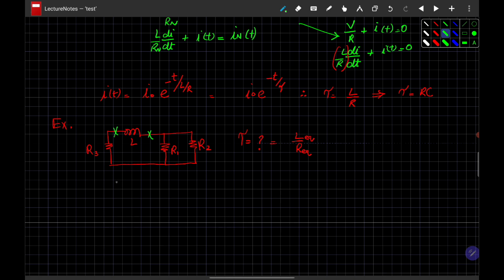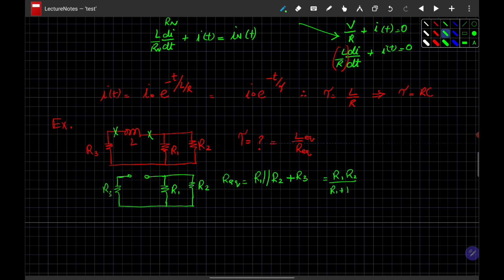So let's redraw. This is R3, these are our 2 points, this is R1, and this is R2. So you can see here, your R1 is parallel to R2, and that is in series with R3. So our R equivalent becomes equal to R1 R2 over R1 plus R2, plus R3. So our total torque, it's not torque, it's tau, the time constant, will become L over R1 R2. Let me write here. So tau will become L over R1 R2 divided by R1 plus R2, plus R3. This is the total time constant.